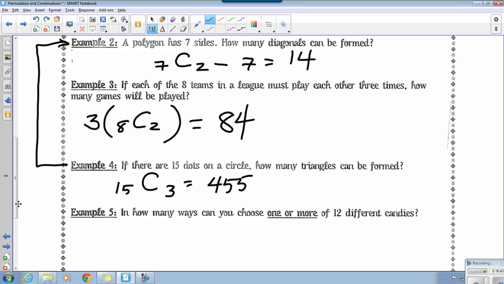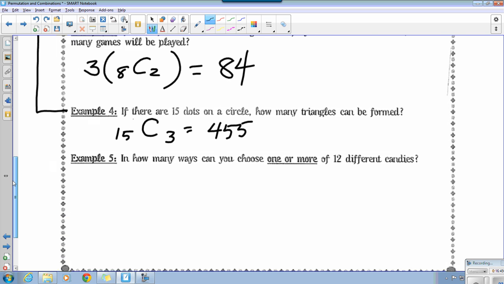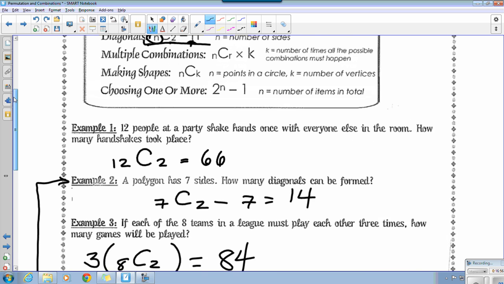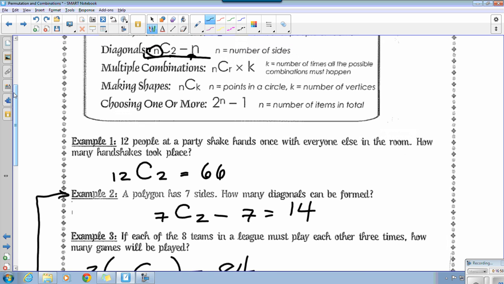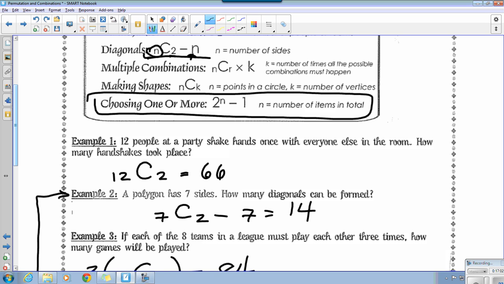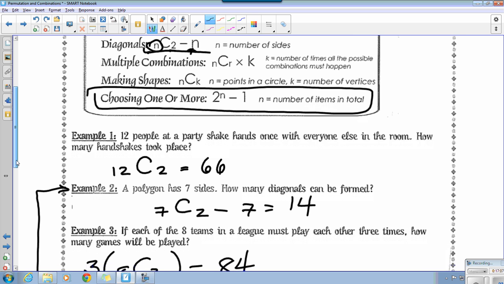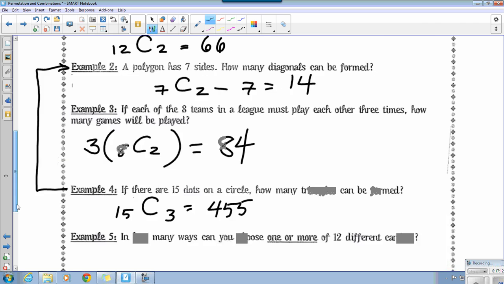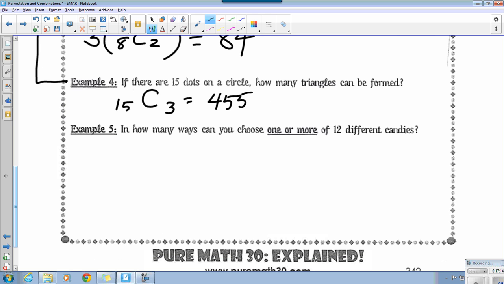Okie dokie. And then the last one. How many ways can you choose 1 or more of 12 different candies? Depends on what the candy. You love all the candies. This is one of the ones that I think a lot of you just sort of memorize what's going on. I've never seen this one approach a diploma, but there it is. 2^n minus 1. How many items do we have in total? 12.